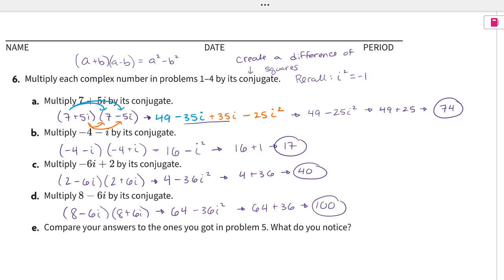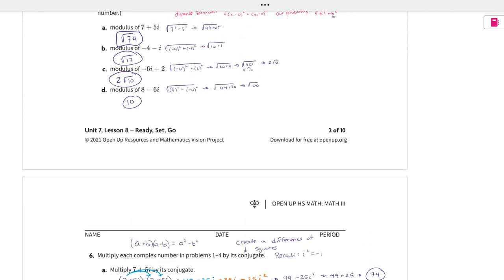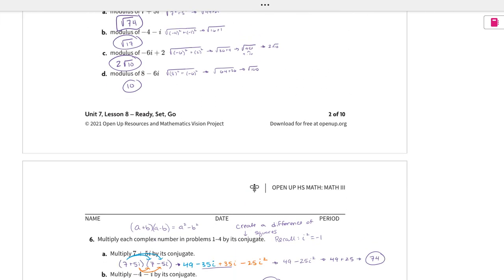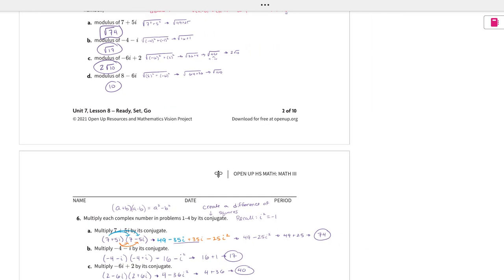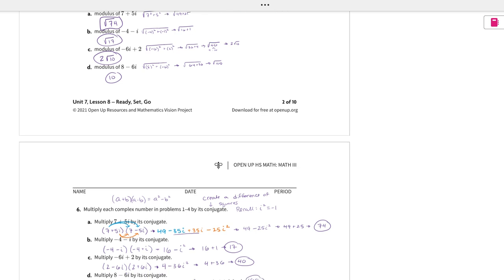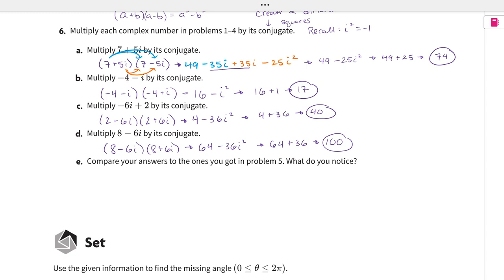Part E says, compare your answer to the ones you got in problem 5. What do you notice? Notice in problem 5, we have the square roots of these numbers. The square root of 74, the square root of 17, the square root of 40 before I simplified it, and the square root of 100 before we simplified it to 10. So compare your answers to problem 5.